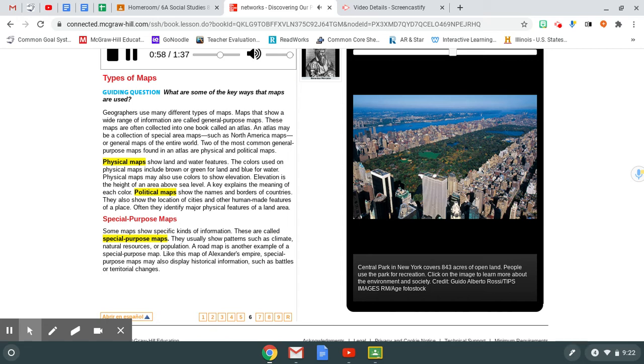Political maps show the names and borders of countries. They also show the location of cities and other human-made features of a place. Often they identify major physical features of a land area.